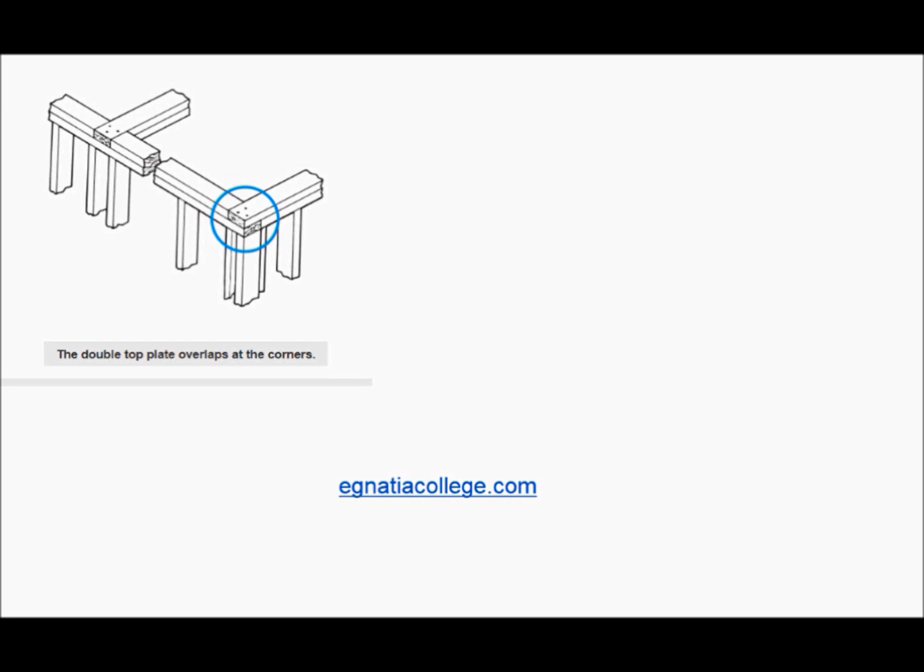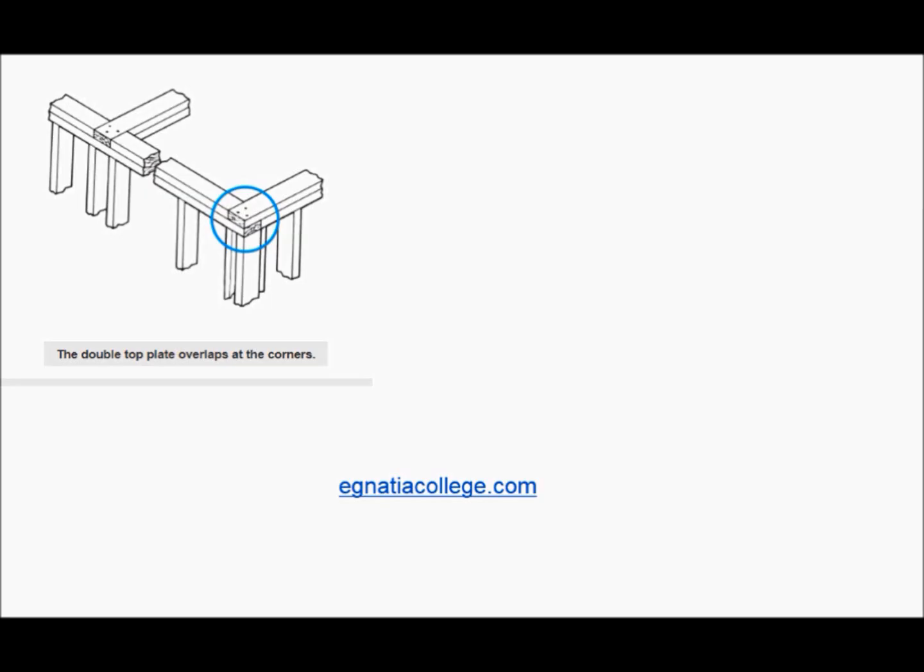The bottoms of the studs are held in position by a bottom or sole plate. The tops of the studs are held in position by a top plate. Usually, a double top plate is overlapped at the corners to tie intersecting walls and partitions together. In some construction, the second top plate is not used. Instead, metal framing clips are used to tie intersecting walls together.